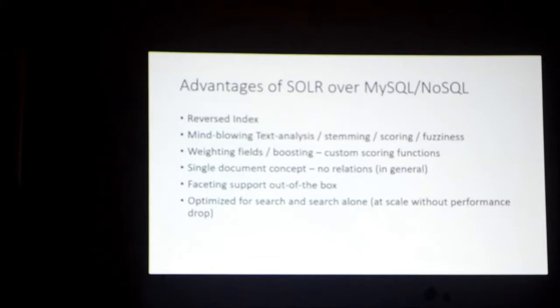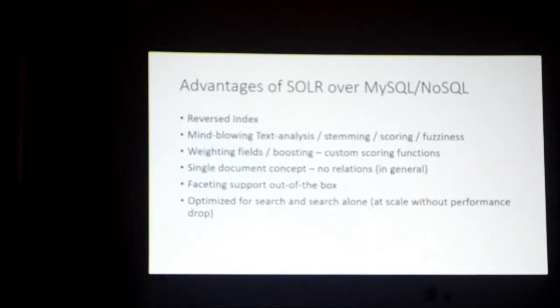It has a single document concept, so there are no relations at all. So you're basically searching a document. The document could be anything. A document can be a person in the case of LinkedIn. It can be a product in the case of Amazon. It can be a website or an HTML page in the case of Google. Right? So you just have one concept of document. That's what you call a document.